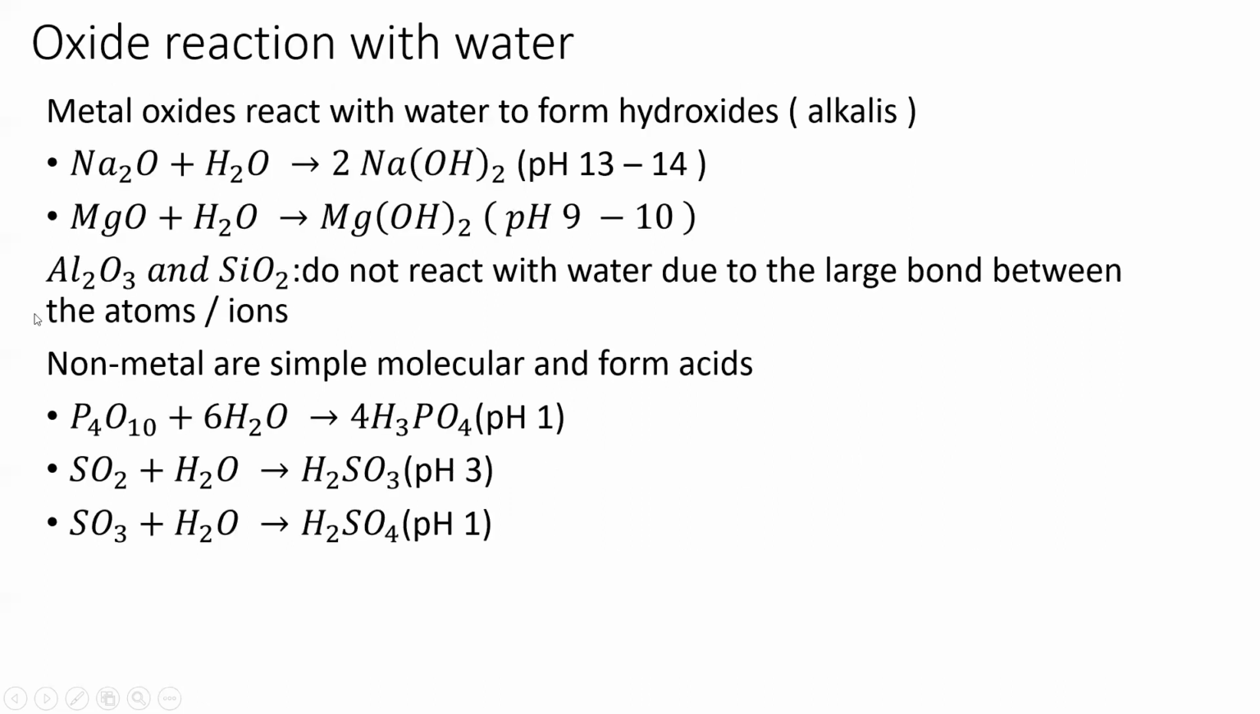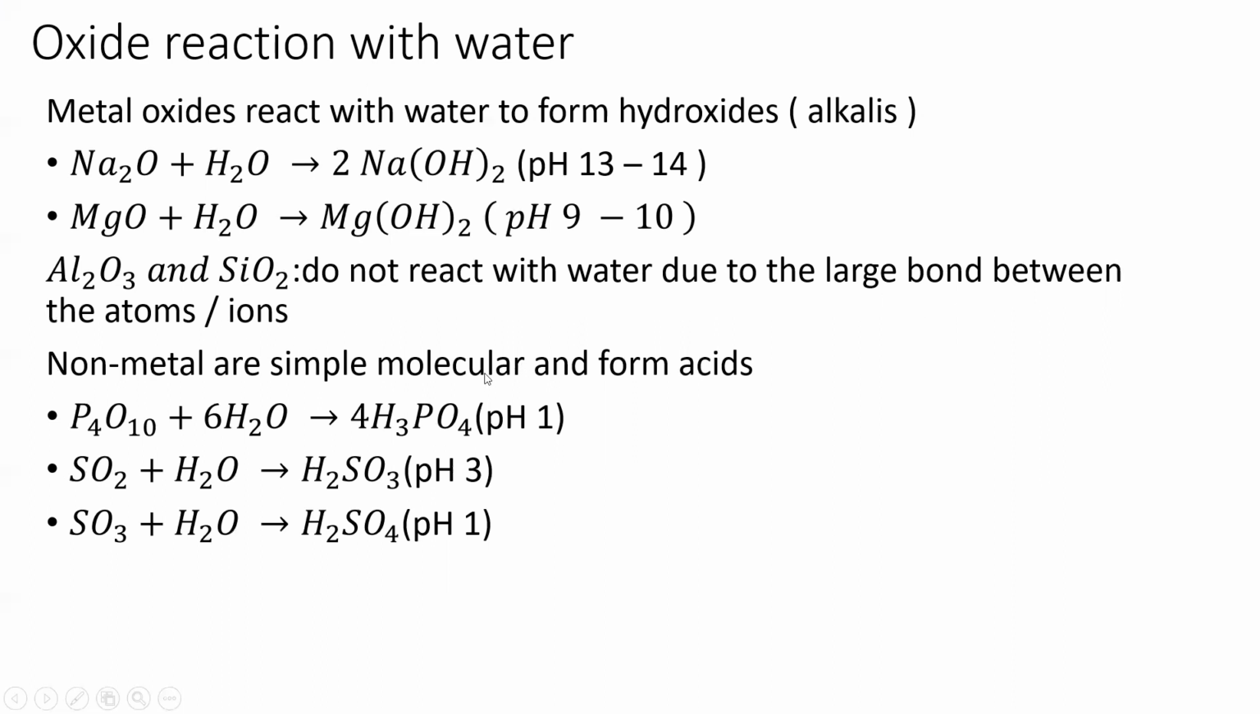Magnesium hydroxide has a low pH because magnesium hydroxide isn't fully soluble, so it will not dissociate fully to form OH- ions. This is a group 2 property. We'll get to that later, but just take note of the difference in pH. Aluminum oxide and silicon oxide do not react with water because they have large bonds between the atoms. For silicon, it's strong covalent bonds, and for aluminum, they have really strong bonds between aluminum and oxygen. All right, so that's why they do not react with water.